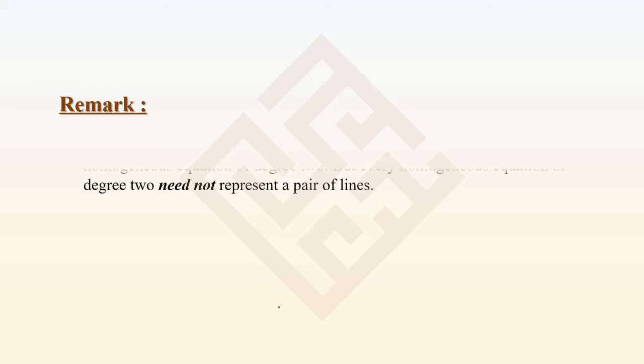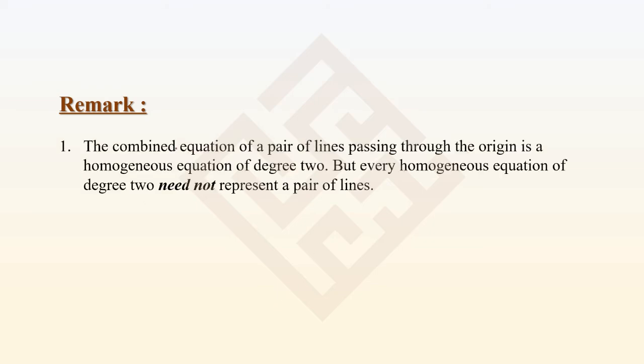Let's take a few more remarks. The first remark is the combined equation of a pair of lines passing through the origin is a homogeneous equation of degree 2. But every homogeneous equation of degree 2 need not represent a pair of lines. So it is not necessary that any homogeneous equation given will always represent a pair of lines, but if you have two lines, both the lines passing through the origin, then their combined equation will always be a homogeneous equation. That is remark number 1.